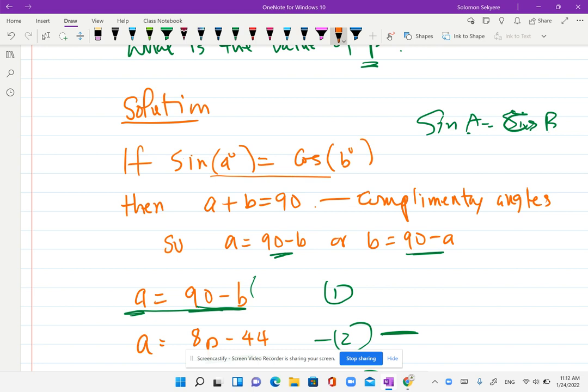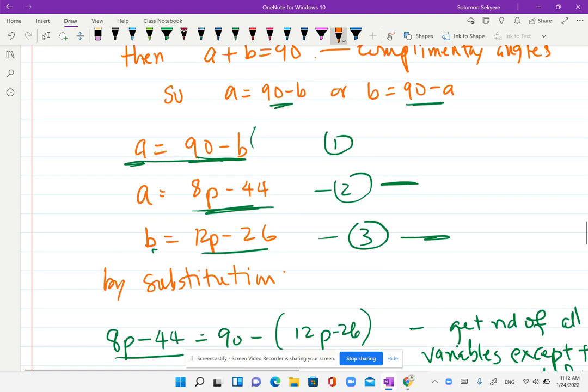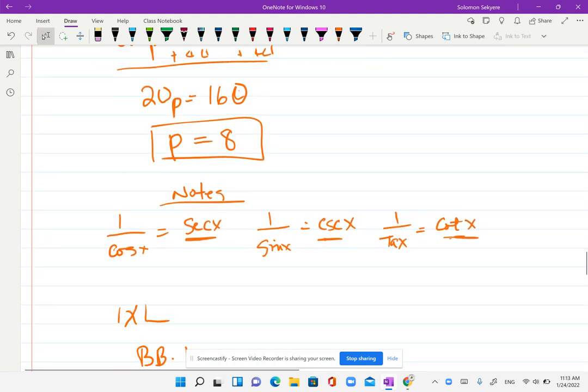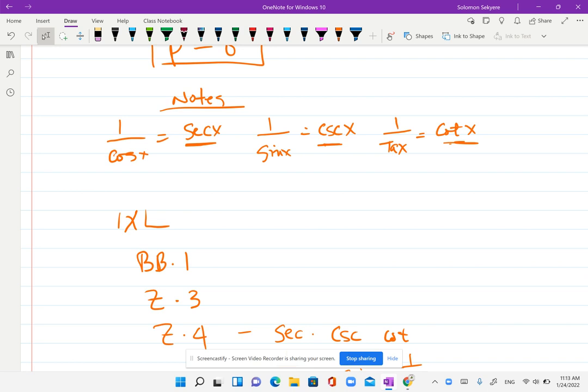Okay, this is important. What does it mean? Sine A equals cos B. What does it mean? A and B are complementary. We use that to form a system of equations, plug it in, solve it. Pause the video, absorb it, redo it.